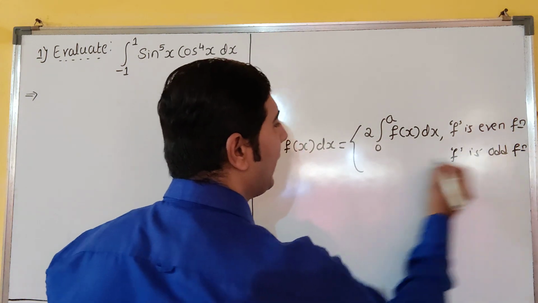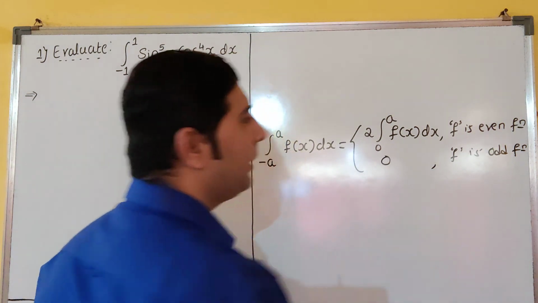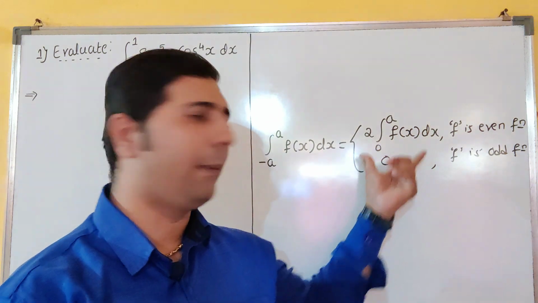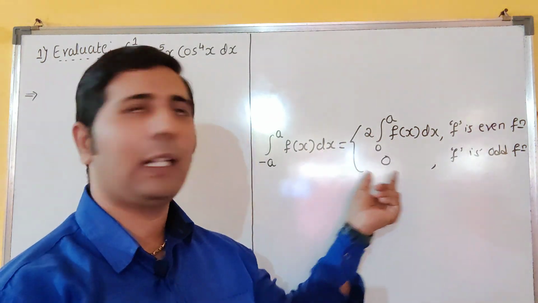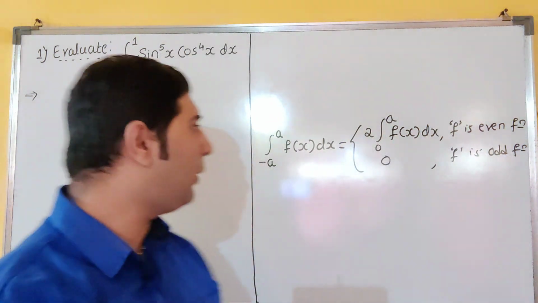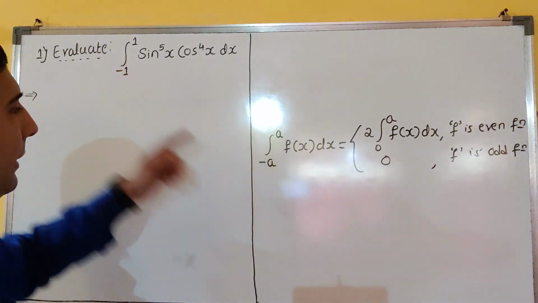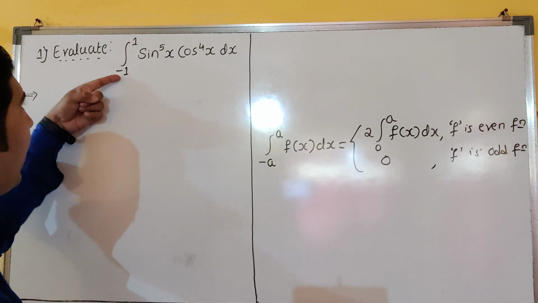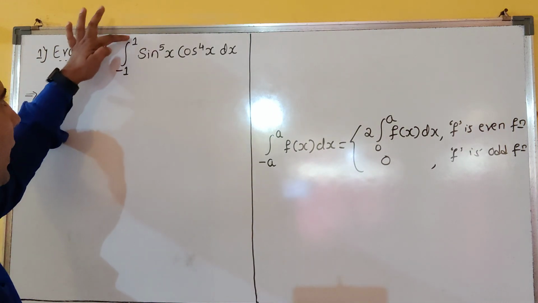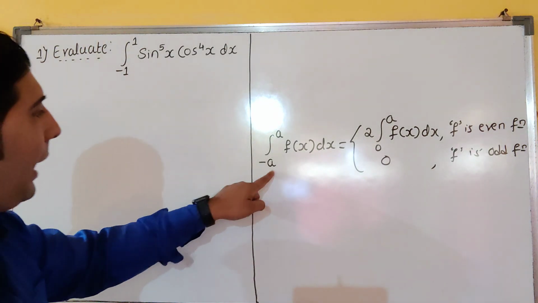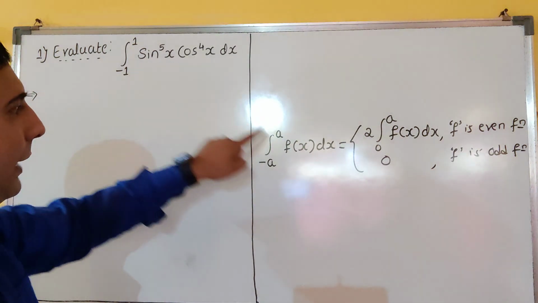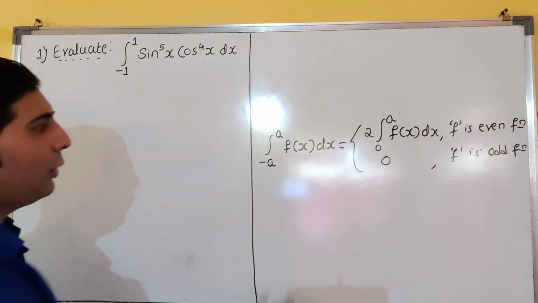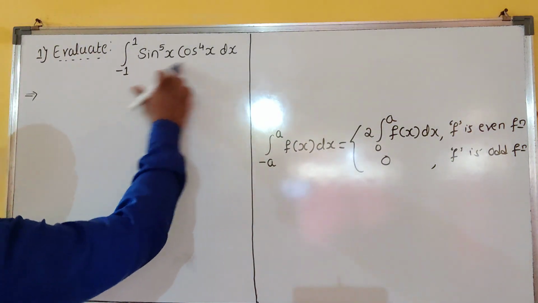what is the answer you will get? 0, dear students. So if it is an even function, our answer will give this. If it is an odd function, directly I will get 0. So now you compare with this and this. Minus a to a means what? Minus 1 to 1. Minus 1 to 1, dear students. The a value is what now? 1, dear students. Here it is minus 1. Same to same or not? Looking at it, what is f of x? f of x is this.